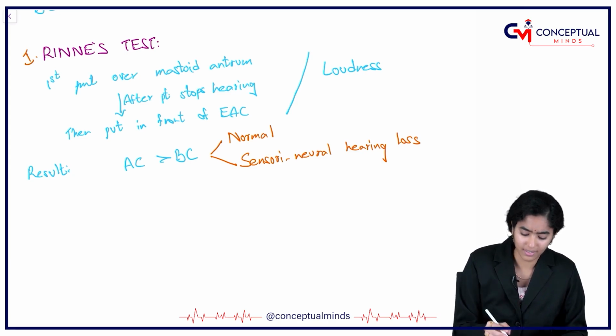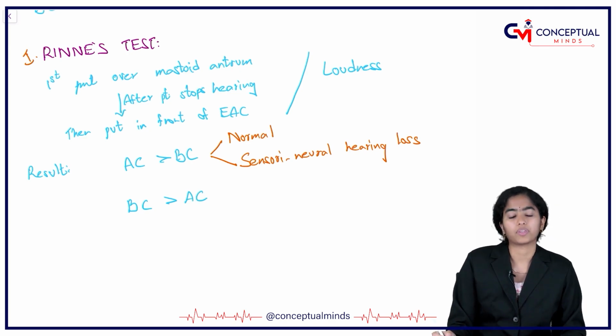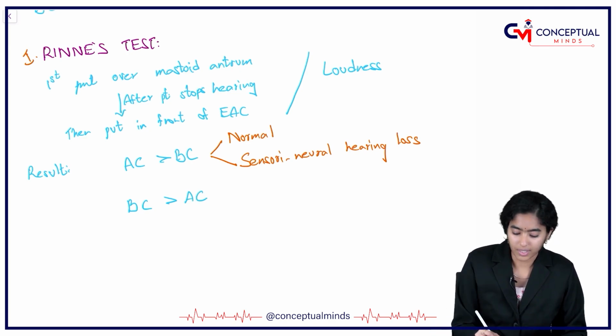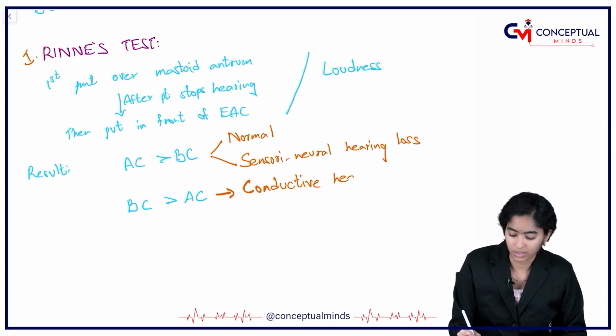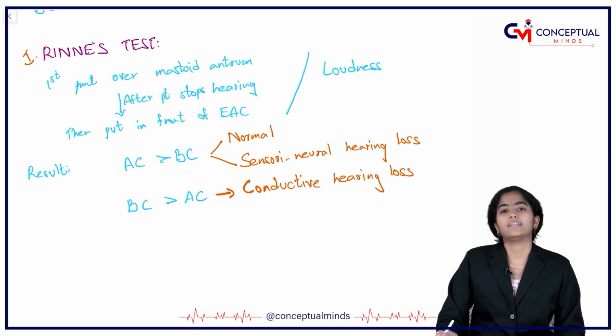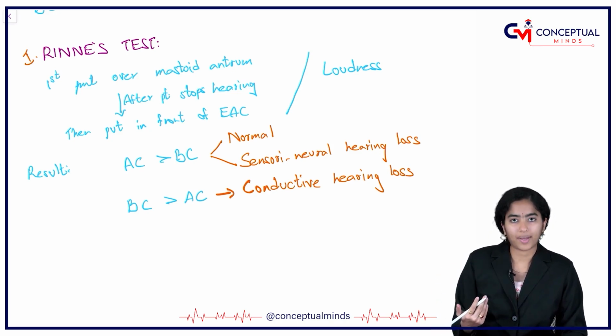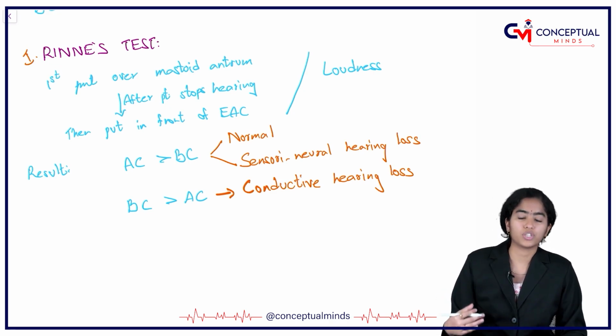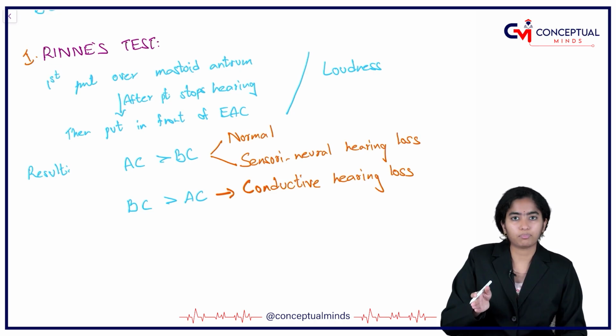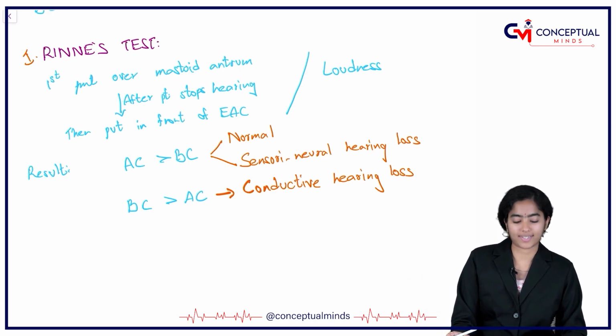If the patient says bone conduction is better than air conduction, then it means that the patient is having conductive hearing loss, conductive deafness. There is some problem either in the external auditory canal or in the tympanic membrane or in the middle ear ossicles or some other problem in the middle ear, or the eustachian tube is not functioning properly. Till that point, there is some problem in the conducting pathway, that is conducting deafness.